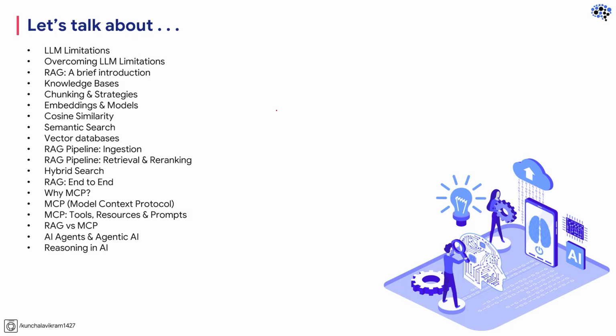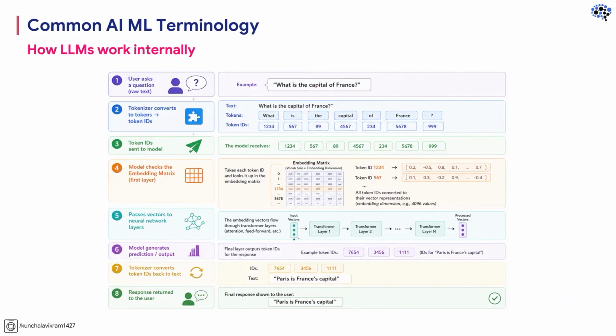Then we'll move on to MCP. What is MCP? Various pillars inside MCP, like tools, resources, and prompts. We'll also compare RAG and MCP, and then we finally move on to understanding the difference between AI agents and agentic AI. Then at the end, we'll understand a bit about reasoning in AI.